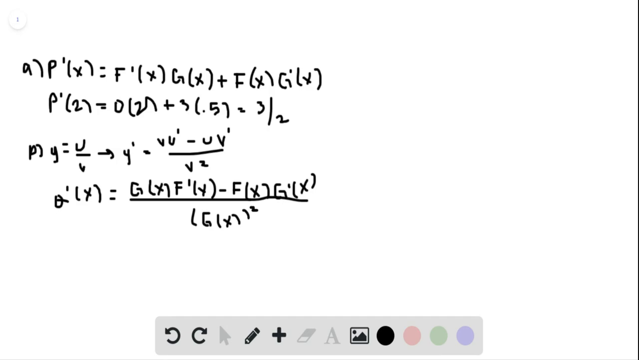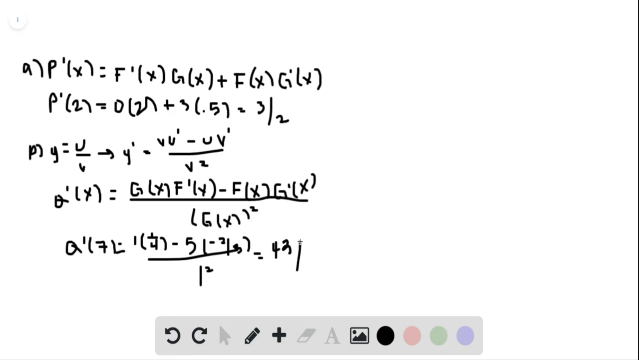We plug in 7 for x. And we get 1 times 1/4 minus 5 times negative 2/3, all over 1 squared, which is equal to 43 over 12.